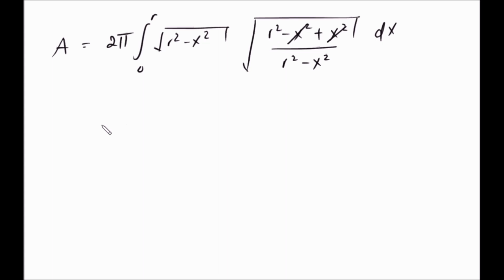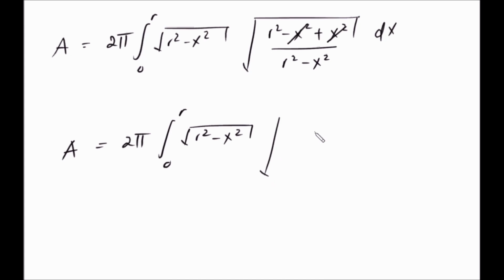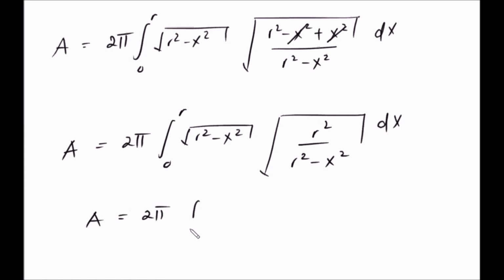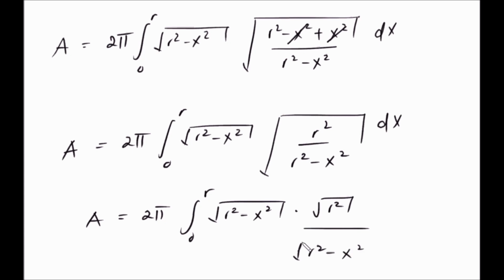Square root ya, so let me write it again. Itakuwa ni 2 pi from 0 to r squared minus x squared. So huku juu tunabaki na nini? Na r squared, alafu huku chini tunabaki na r squared minus x squared with respect to x. So hii unaweza ukaiandika pia hivi. Sasa na 2 pi integrate from 0 to r. So we have r squared minus x squared. So huku juu tuna the square root of r squared. Alafu huku chini tuna the square root of r squared minus x squared.